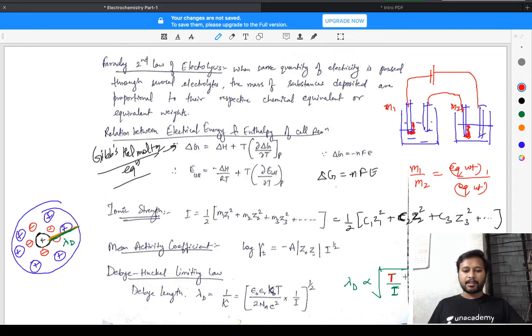So it depends upon both things. It directly depends upon the temperature, whereas it inversely depends upon the ionic strength. That's how you can understand that if you have a solution with more ionic strength, its Debye length will be small, and if you increase the temperature, your Debye length will increase. You can summarize all the important formulas there were in the Debye-Hückel limiting law.